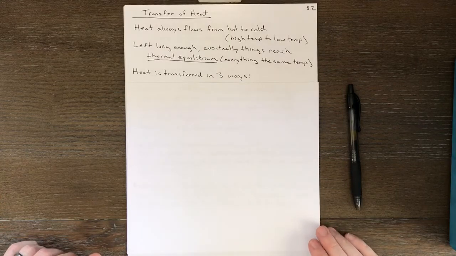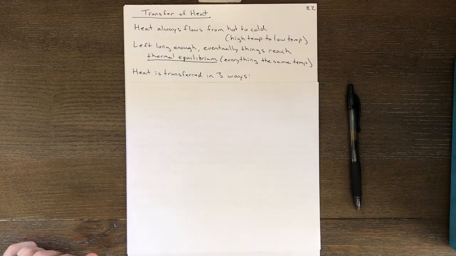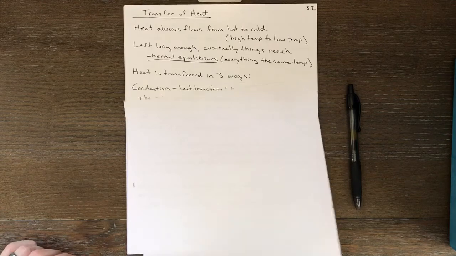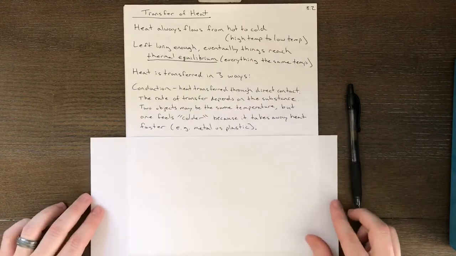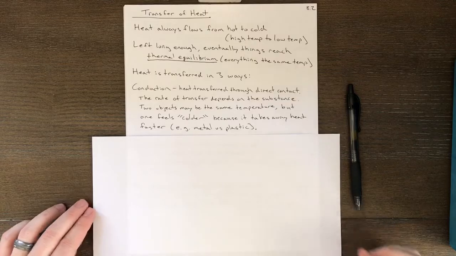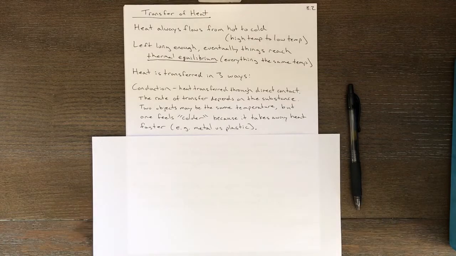Now, heat is transferred in three ways: conduction, convection, and radiation. So let's talk first about conduction. This is the most straightforward way in which you can transfer heat. Conduction is heat transfer through direct contact. If two things are touching each other, the hotter object will give its heat energy to the colder object. The rate of that transfer depends on the substance.